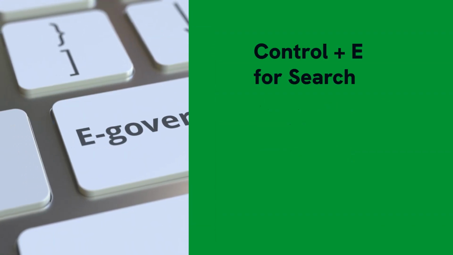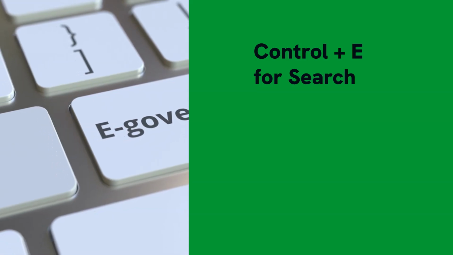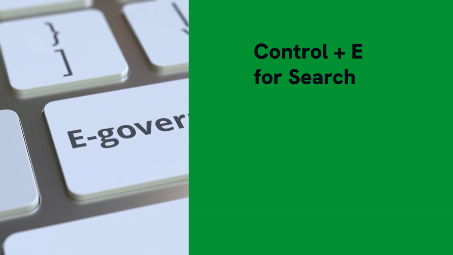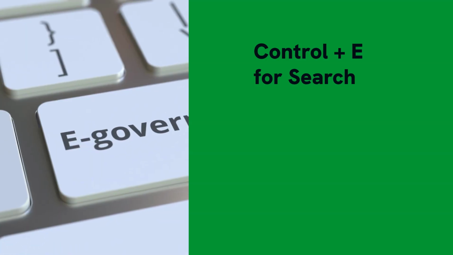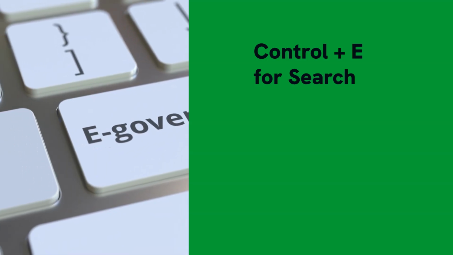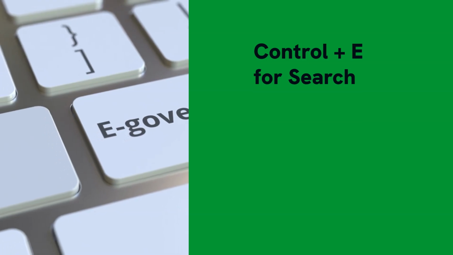First up, jump straight to search with Control plus E. Just press those two keys together and you're instantly ready to find messages, files, or so much more without ever reaching for your mouse. Try it right now and see how fast you can find your last chat.